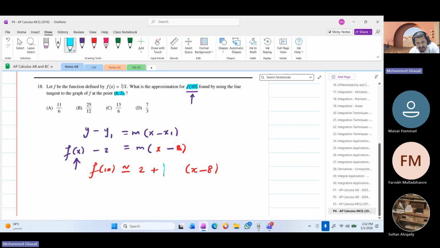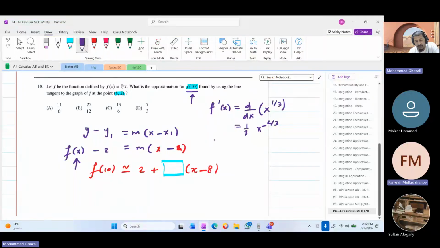What is the m value? It's the derivative evaluated at 8. So we need to find f prime of x. f prime of x is d dx of x to the power 1 over 3, which is 1 over 3 times x to the power negative 2 over 3.